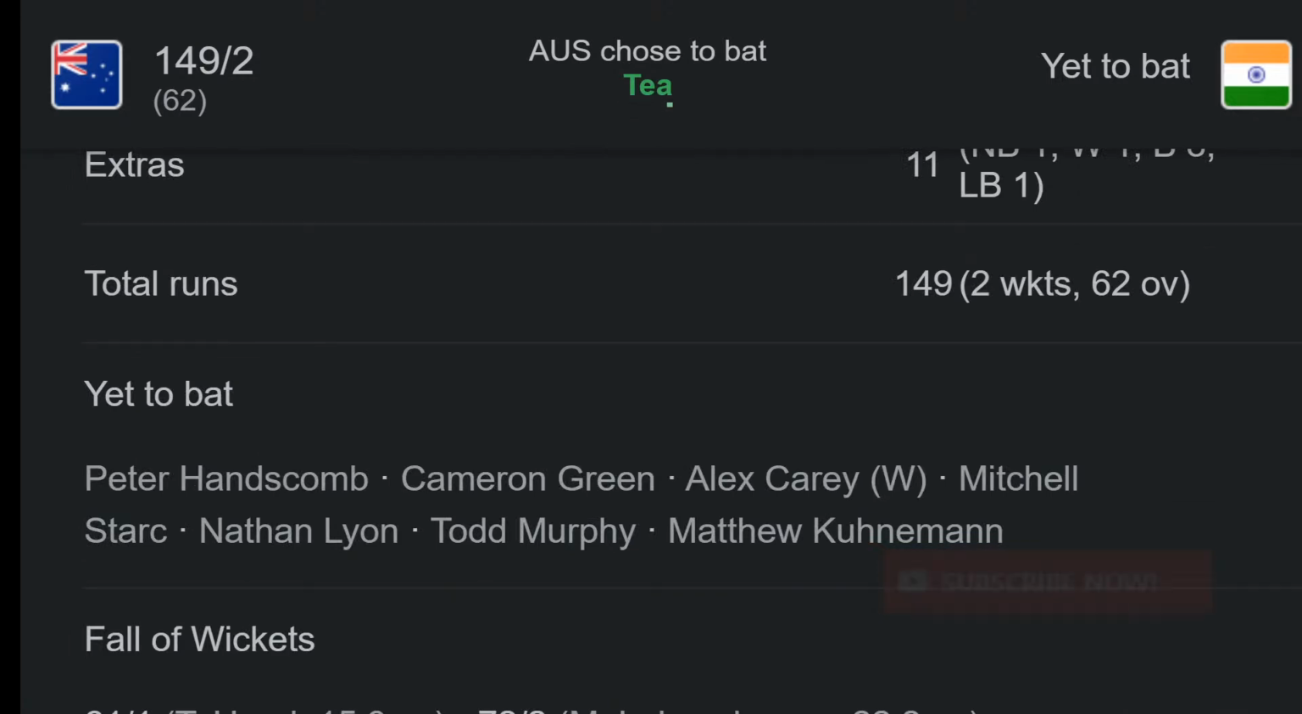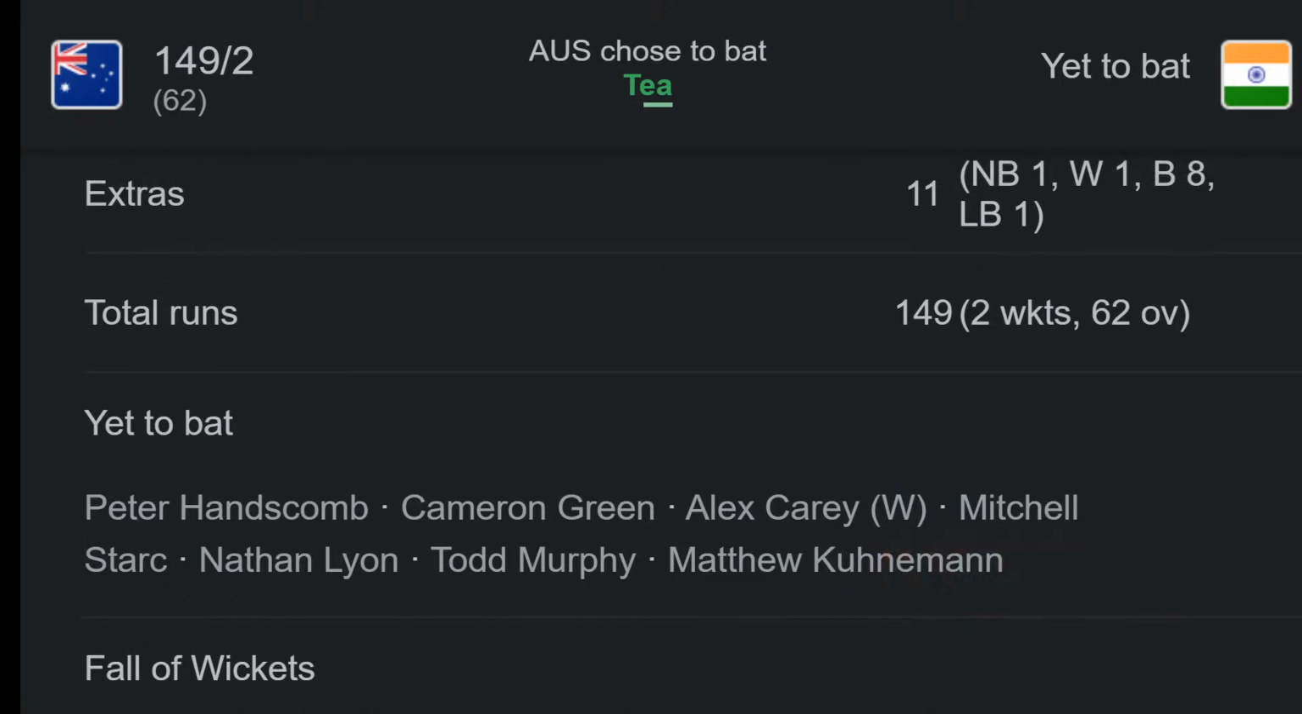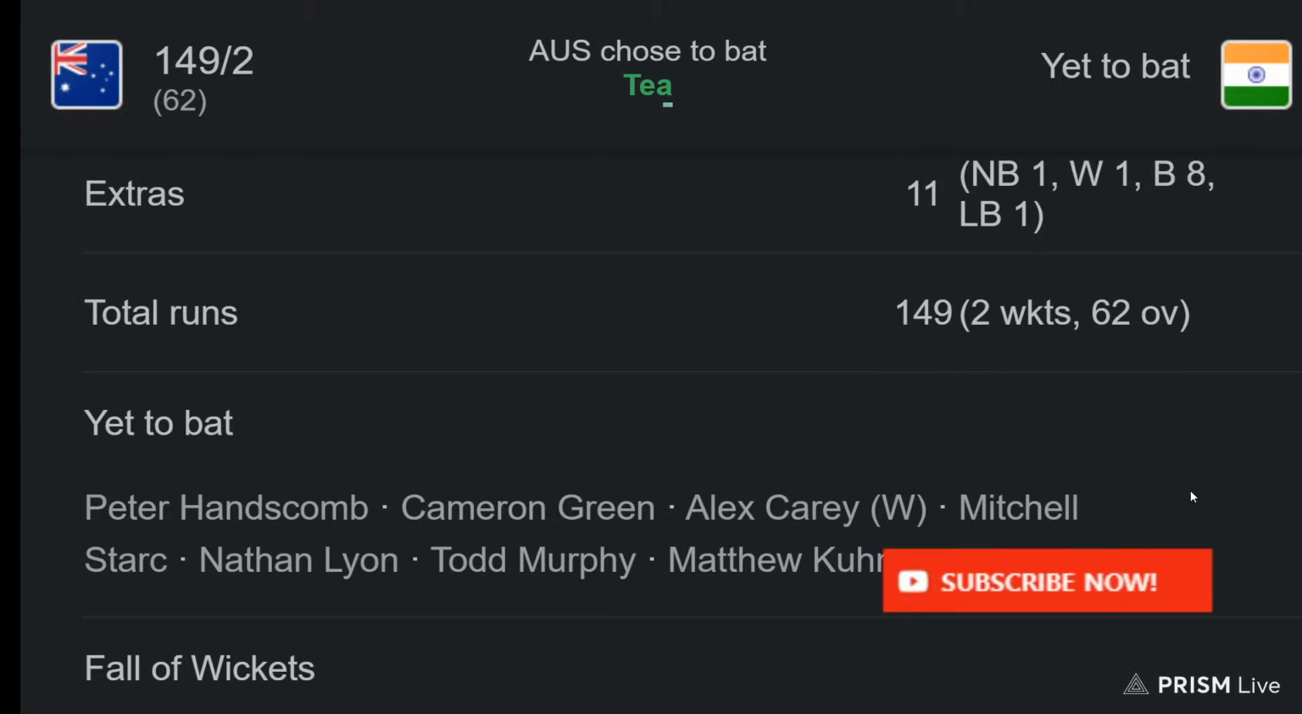Yet to bat in Australia's innings: Peter Handscomb, Cameron Green, Alex Carey, Mitchell Starc, Nathan Lyon, Todd Murphy, and Matthew Kuhnemann.